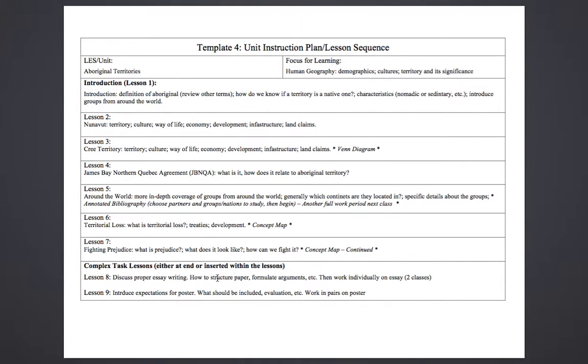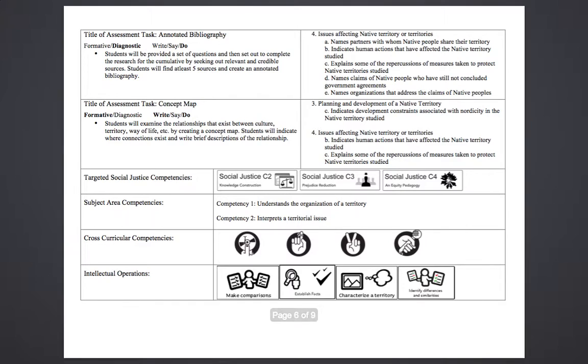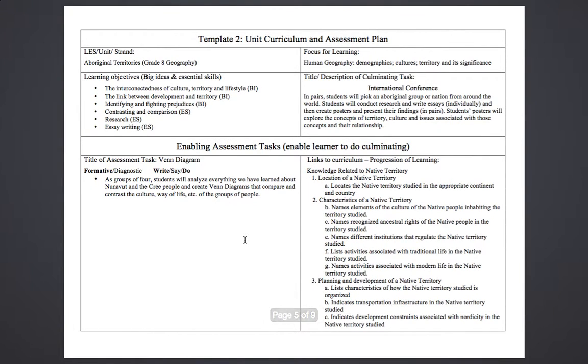Then the complex task starts, and they'll be given classes to work on it, and we'll go over proper essay writing, how to structure a paper, formulate your arguments, and introduce expectations for the poster, what should be included, the evaluation of it, and so on. So that's what I've included. That's the Cooper model. That's the outline. I like it because it's simple, but it's detailed. It's not overbearing, I don't find, but it includes all the information you need and sets forth a clear outline.